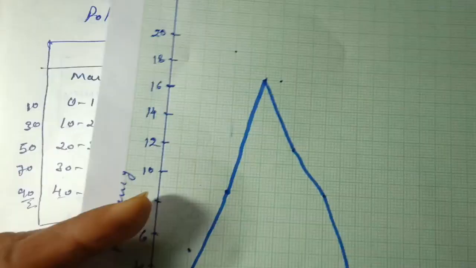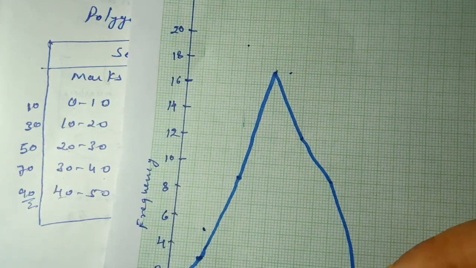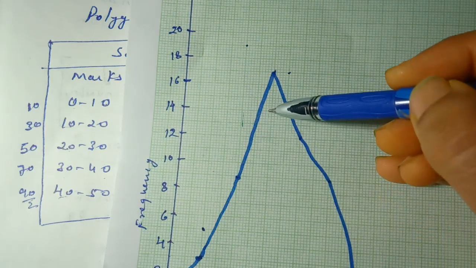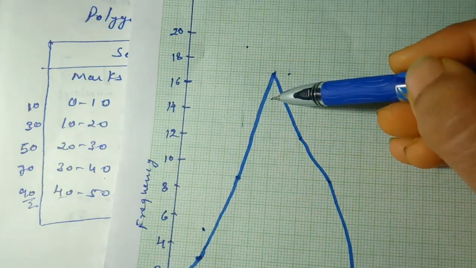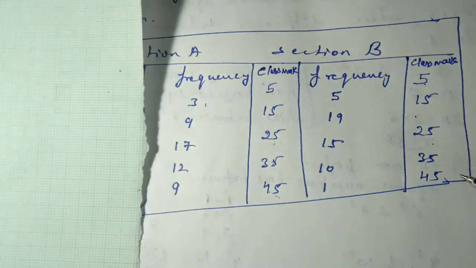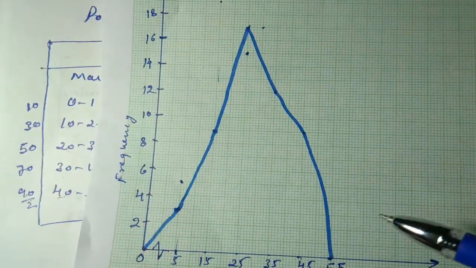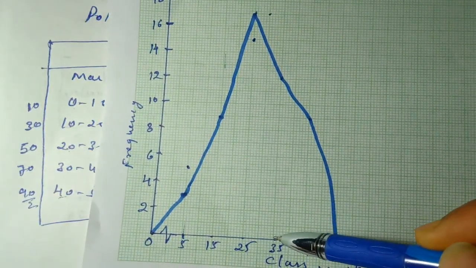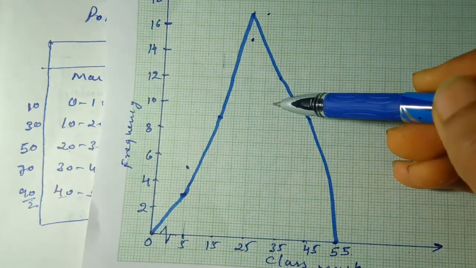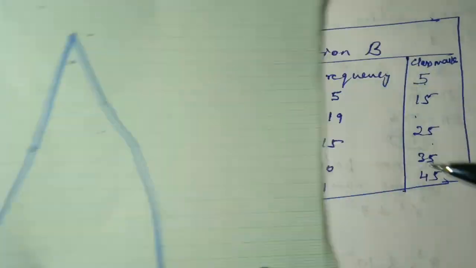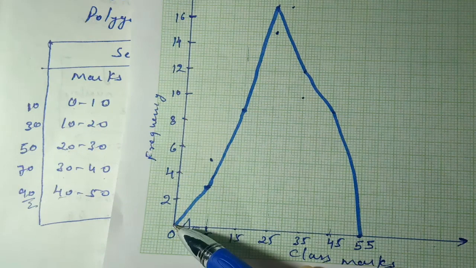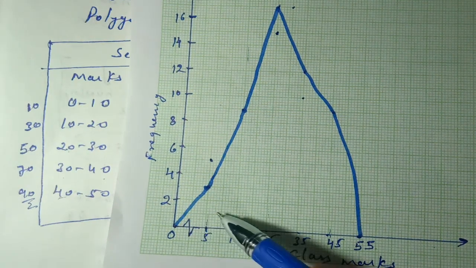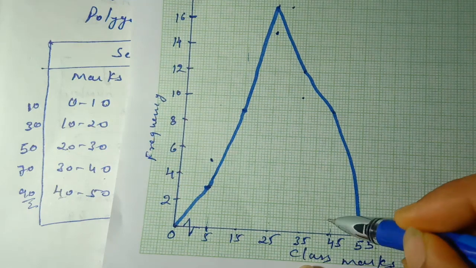Next is 25 and 15. 25 is here and 15 is between 14 and 16. So it will be over here. Next is 35 and 10. 35 is this point and 10 we have this point. So both of them will intersect over here. And the last one is 45 and 1. 45 is this and 1 will be obviously between 0 and 2, that is this dark line, half. So it will be over here.